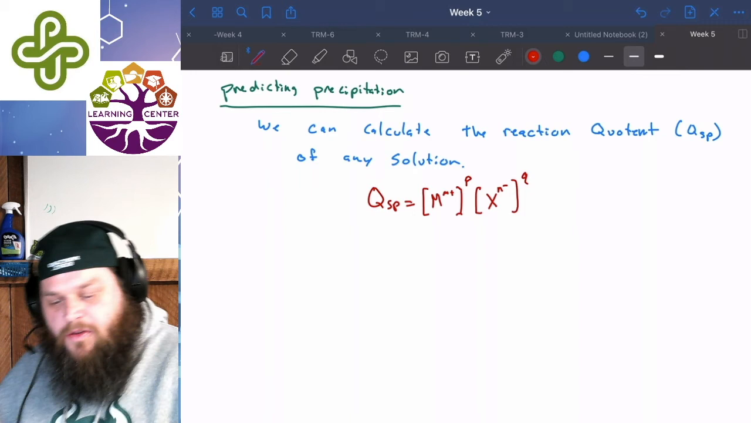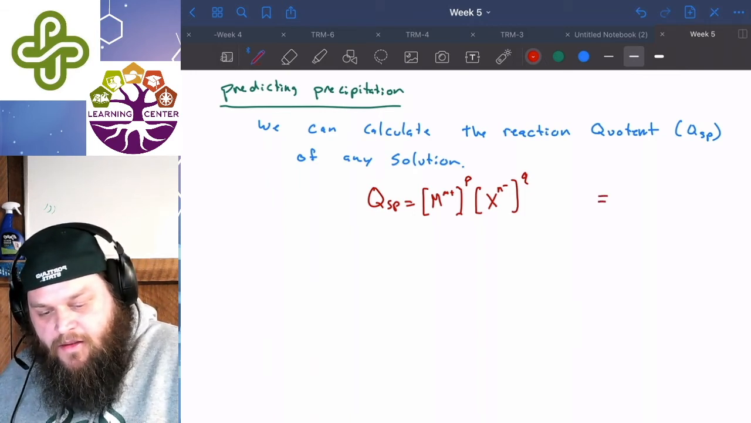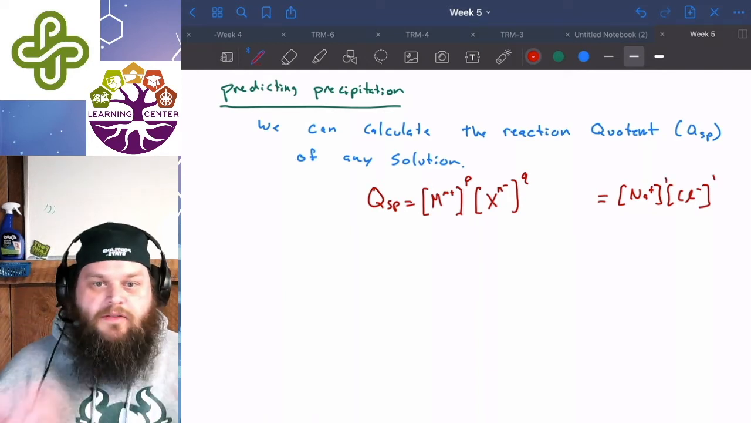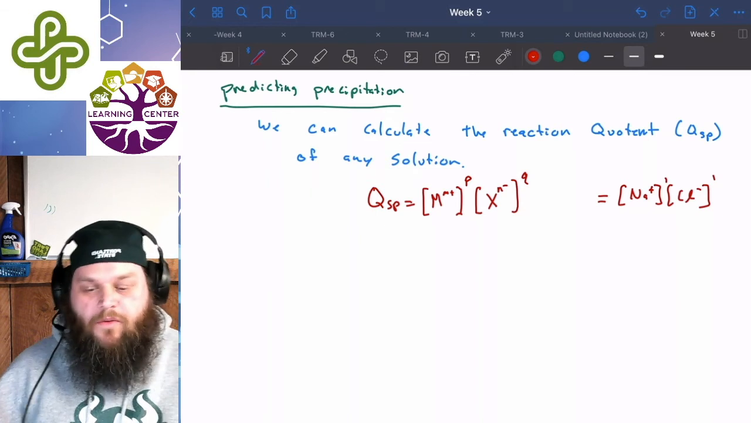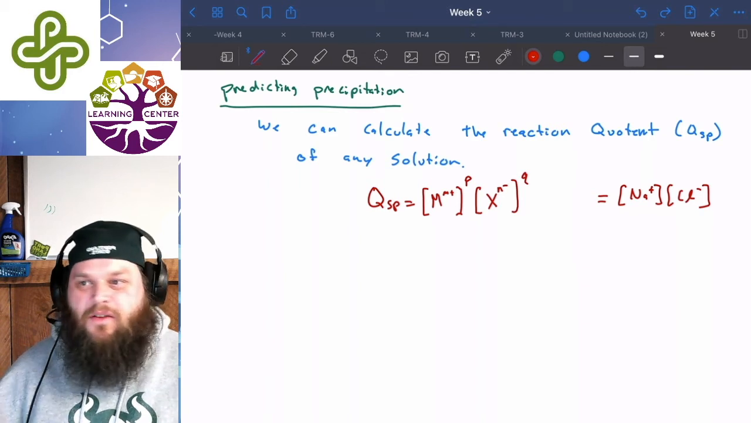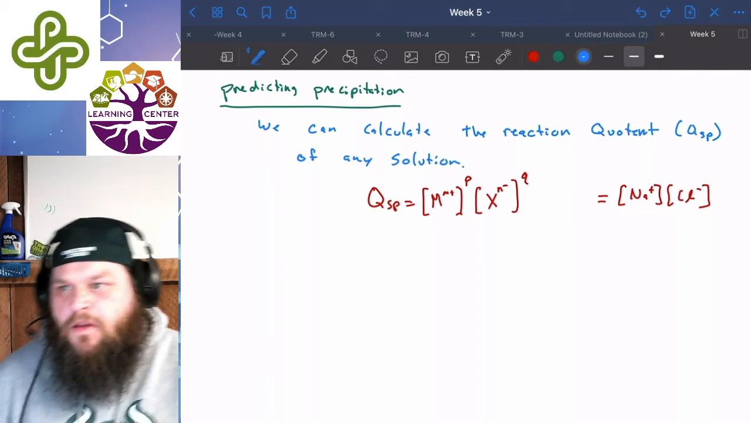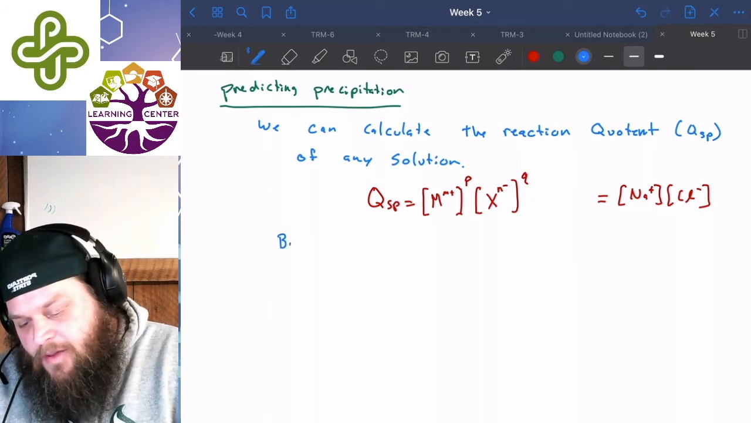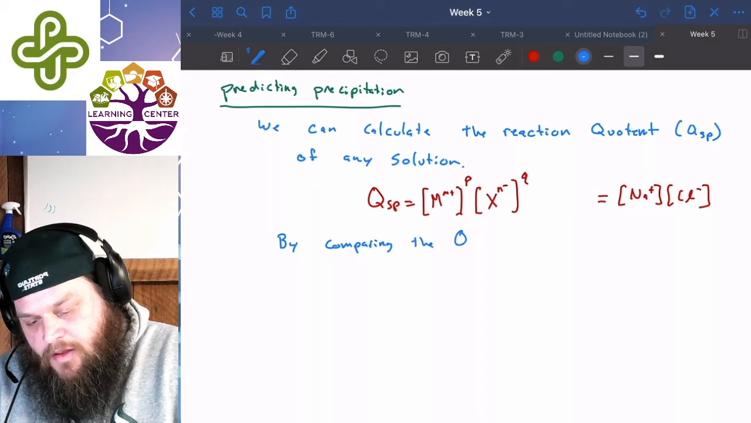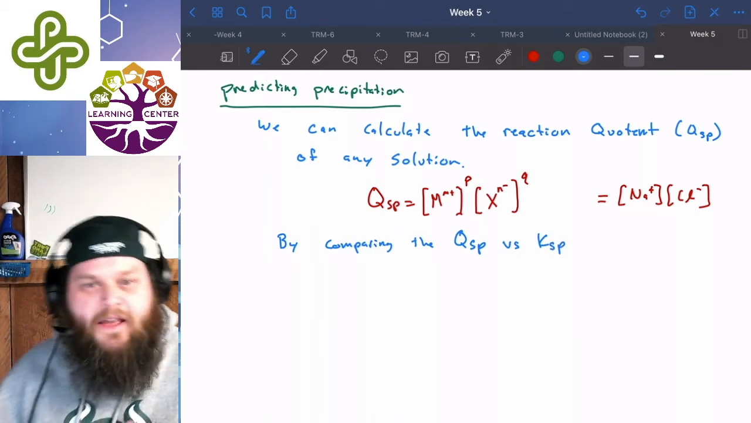So for sodium chloride, this is going to be the same thing. That would just be equal to the concentration of Na plus times Cl minus. And again, they're both to the power of 1 because their stoichiometric coefficient is 1. We usually just ignore it because if you take anything to the power of 1, it doesn't change the value. And if we compare, so by comparing the QSP versus the KSP value, you need to know the KSP value.